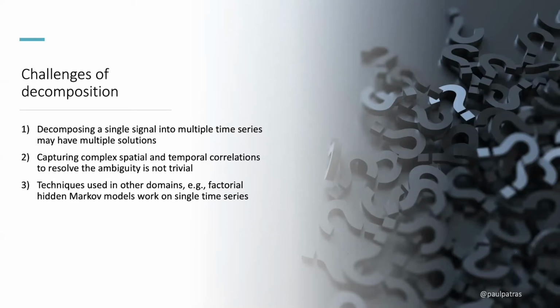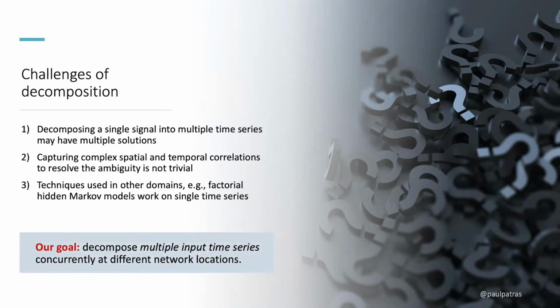And then, of course, another question would be, okay, why don't we just use some existing techniques that people have been using in other domains? So for instance, there has been work on basically single time series decomposition, for instance, using factorial hidden Markov models. But then again, here we're looking at decomposing traffic across multiple locations and deliberately exploiting these spatial temporal correlations that you don't really see when you're looking at the single time series. But this is precisely the goal that we are pursuing with this piece of work.